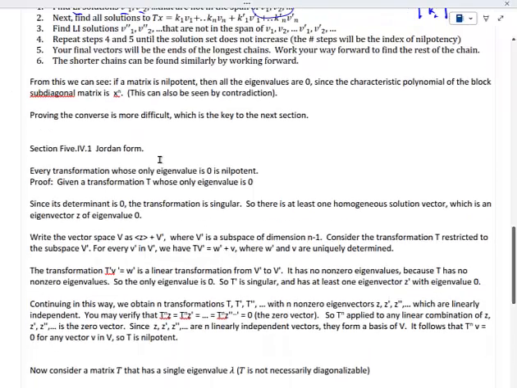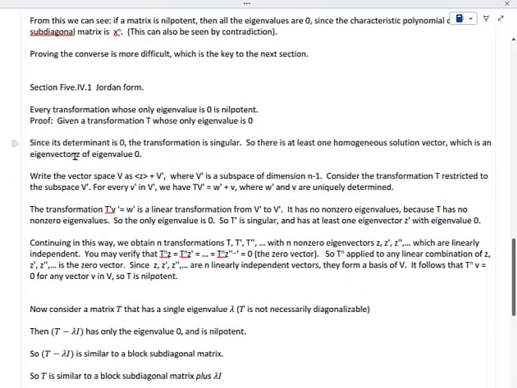Now, what's more difficult is to show that if the only eigenvalue is 0, the matrix is nilpotent. And I'm going to outline a proof here. You can kind of skip this over if it's too much, but I think it's good to hear, and maybe if you listen a few times, it will make more sense.